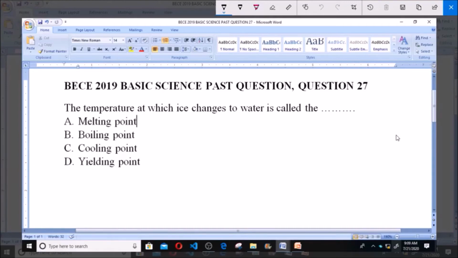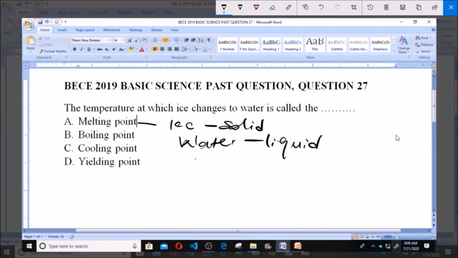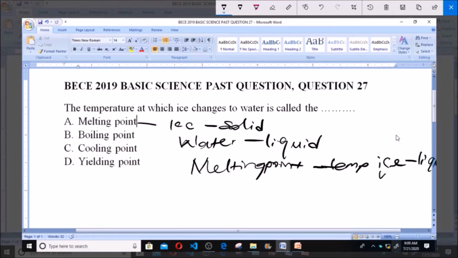Now we're going to take these options one after the other. Now A says melting point. From the word melt, that means to change from solid to liquid. And you know that ice is in solid form, and water is in liquid form. So melting point is the temperature at which ice changes to liquid, and the liquid here is water.